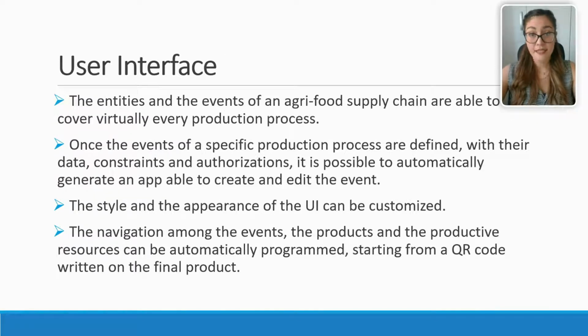The entities and the events we saw up to now are able to cover virtually every production process. Once we define the events of a specific production process with their data, constraints, and authorization, it is possible to automatically generate an application able to create and edit these events. Obviously, the style and the appearance of the user interface can be customized, and the navigation among the events, the products, and the productive resource can be automatically programmed starting from a QR code written on the final product.